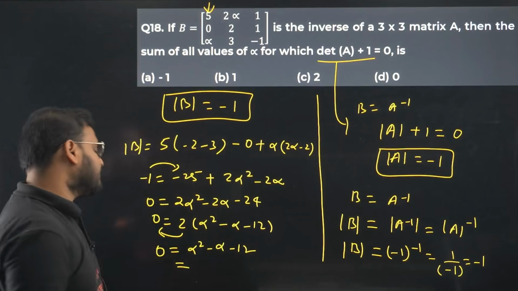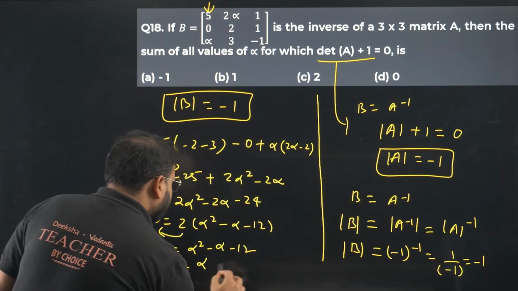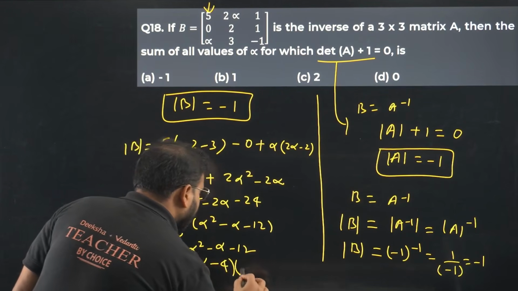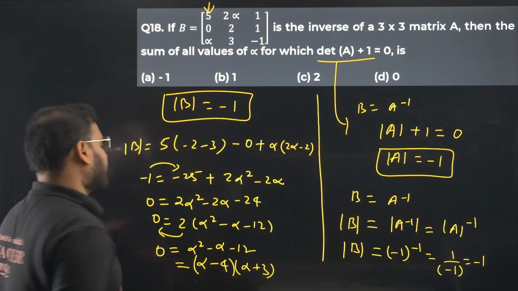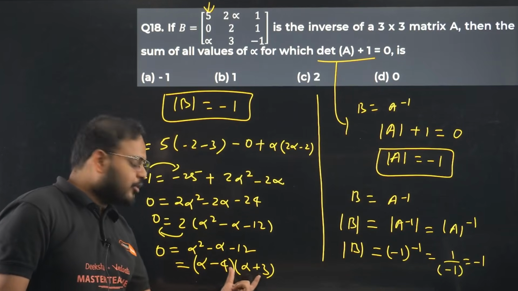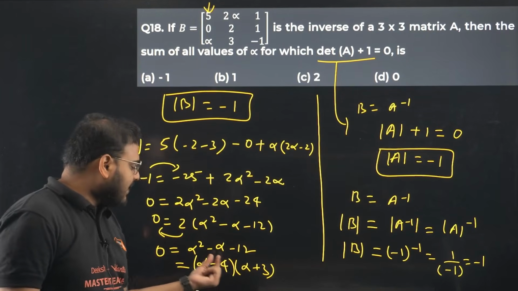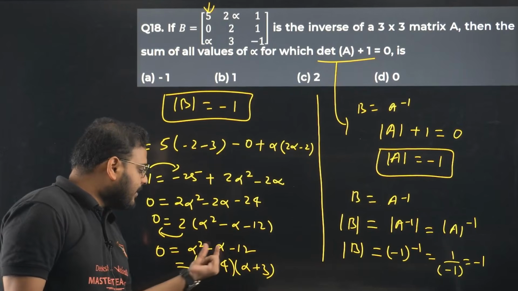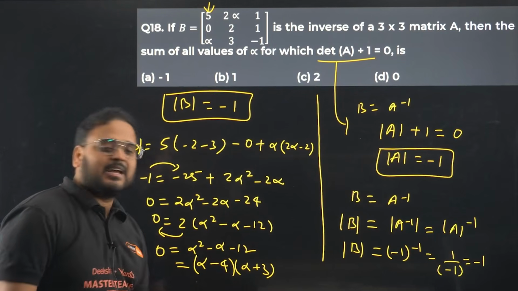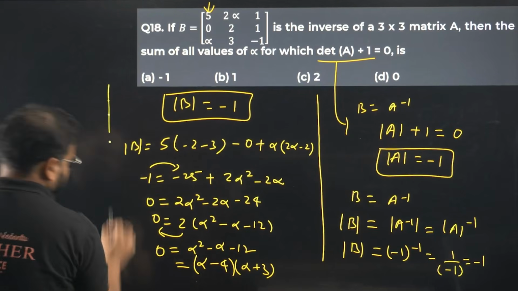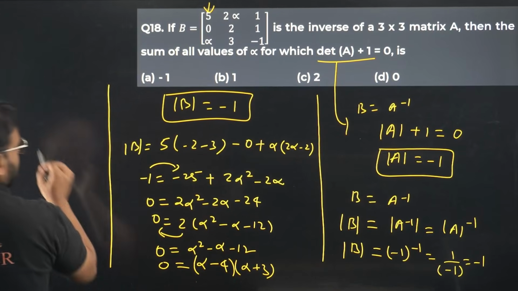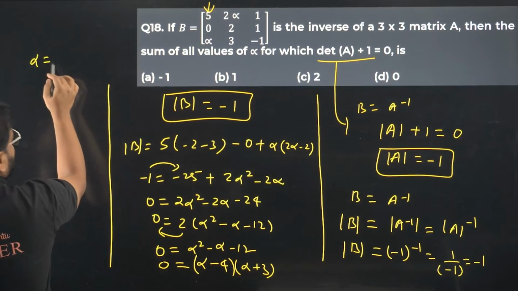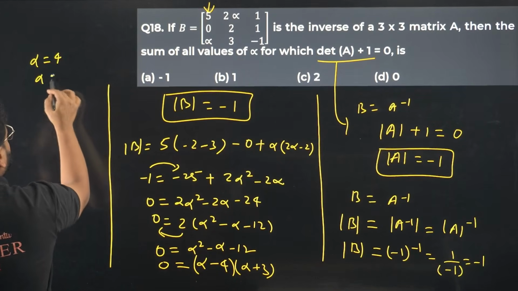Factorize over here. Okay, very simple. Alpha minus 4 and alpha plus 3. Please check. Minus 4 into 3 is minus 12. Minus 4 alpha and 3 alpha will become minus alpha, and alpha into alpha is alpha square. From here I am getting the factors. From here alpha is coming as 4 and alpha is coming as minus 3.